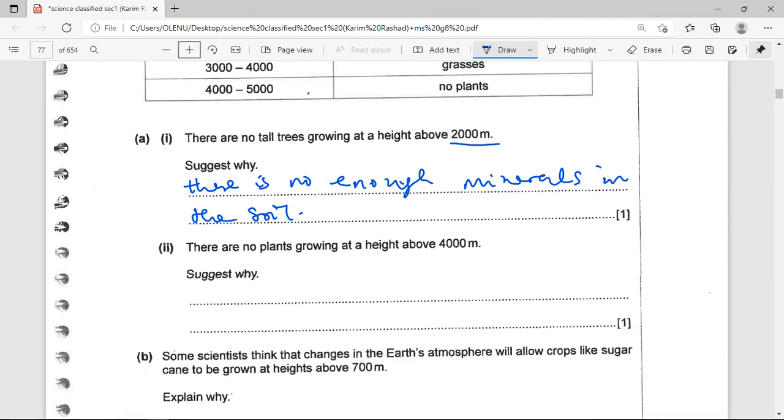Now, there are no plants growing at a height above 400 meters. Suggest why. Because it is too cold. The higher you go, the cooler it becomes.